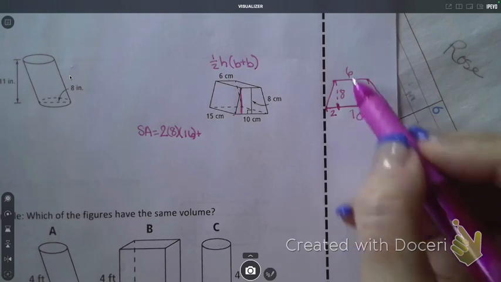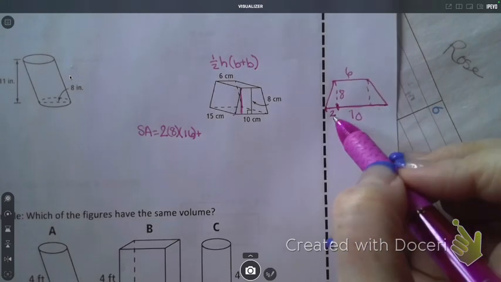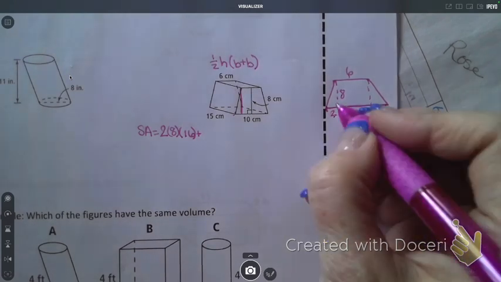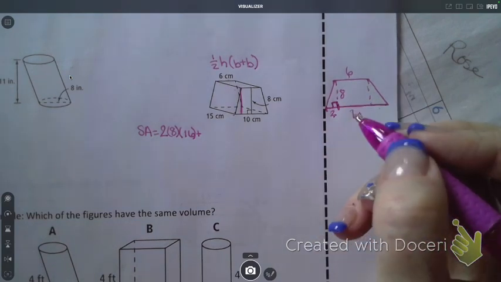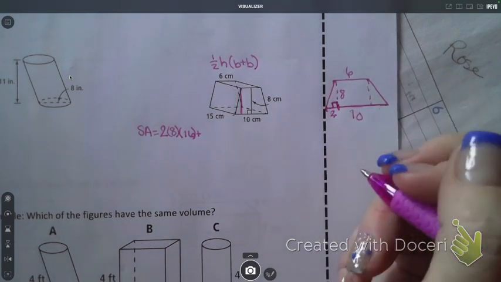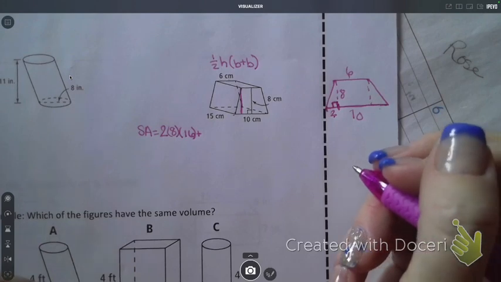10 minus 6 is 4, and these two pieces have to be the same, right? So this is 2. So this is 8 and this is 2. And I have a what triangle? Right. So we have to use the Pythagorean theorem. Is it ever going to go away? No. Did I tell you it was never going to go away?